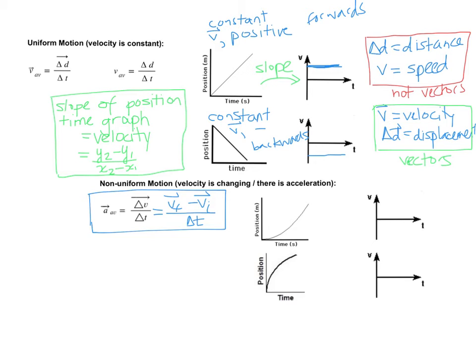On a graph, what we see is the slope starts very low if you have an object speeding up. So here we have it rising very slowly, and then the slope gets steeper and steeper and steeper as it goes faster. So this first example of this graph is an object speeding up.